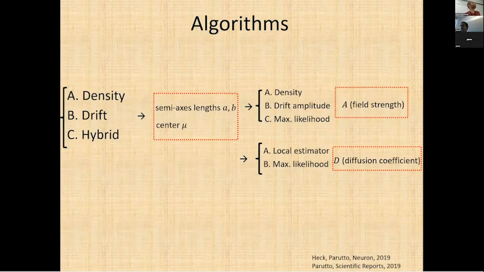The algorithms are based on looking at the density of points, at the drift map, and a hybrid that combines the two. This allows us to extract the lengths A and B, and the center mu. From this, we can apply the algorithm again to extract the field of force, which gives you the energy. And with the local estimator, in parallel, you get the diffusion coefficient, so that A divided by D gives you the information about the energy.